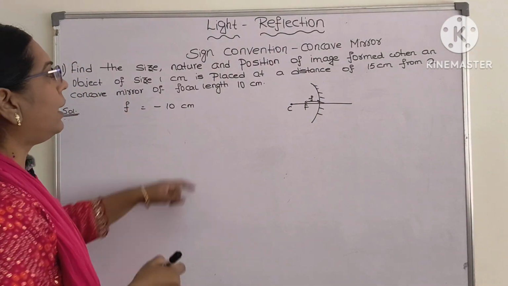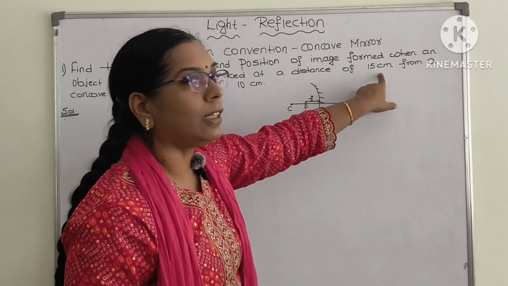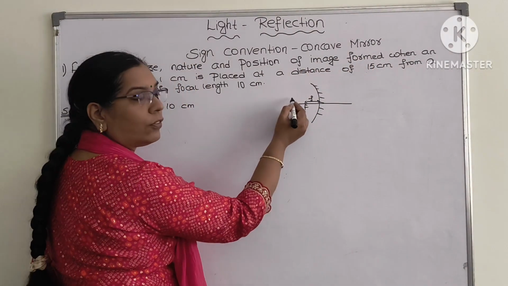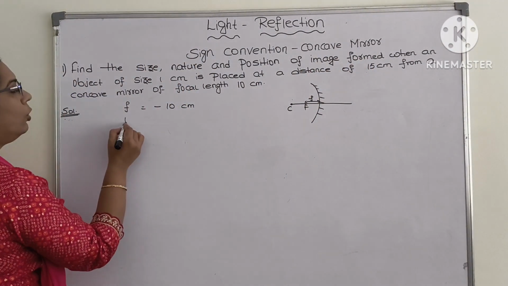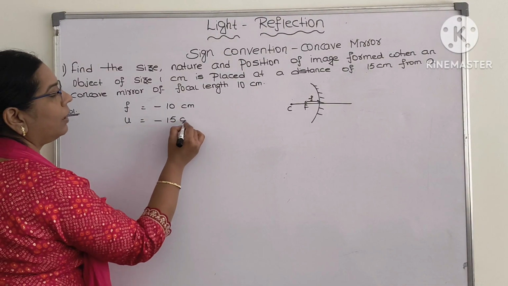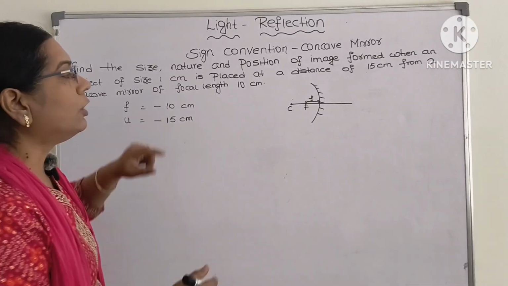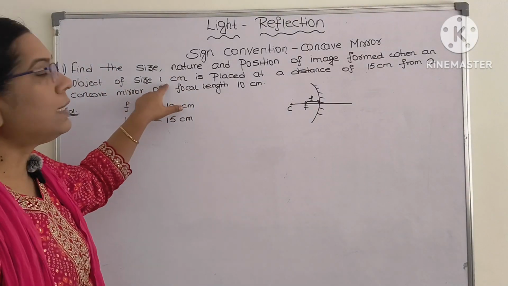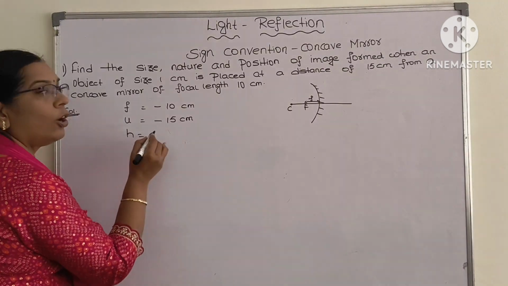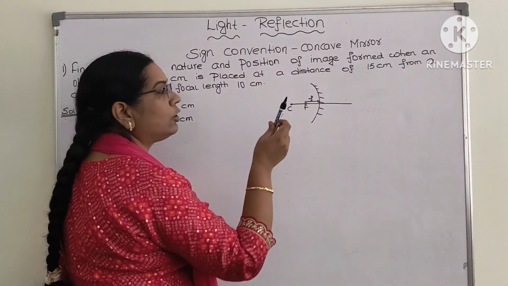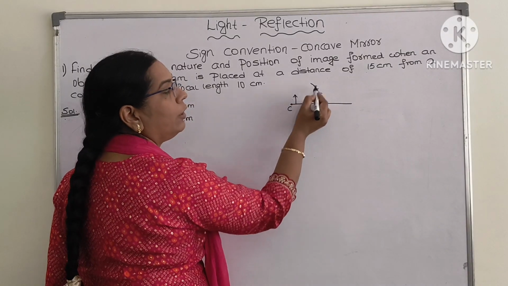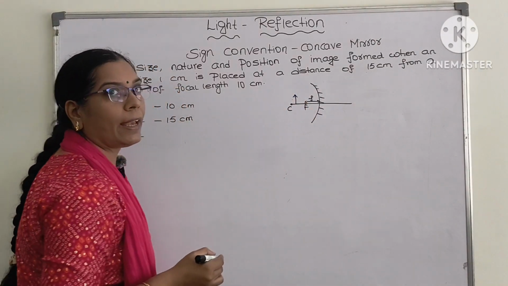And then he is saying the object is placed at a distance of 15 centimeters. Where will the object be placed? In front of the mirror. Hence, u also will be negative 15 centimeters, minus 15 centimeters. So, what is this 1 centimeter? It is the height of the object, which is h. And how is the object placed? Always the object is placed upright with the head pointing towards the positive y-axis.